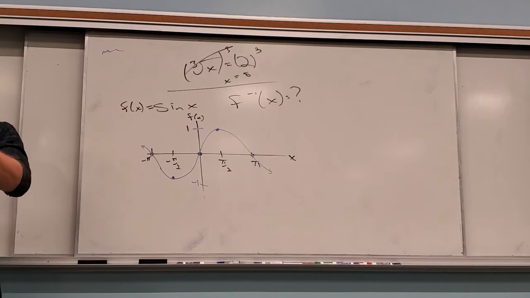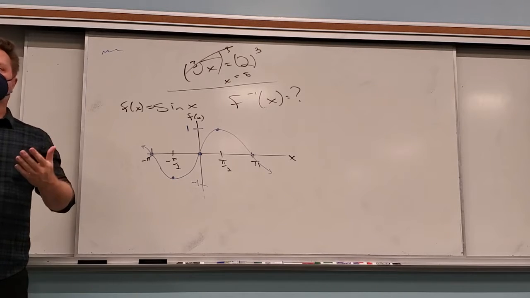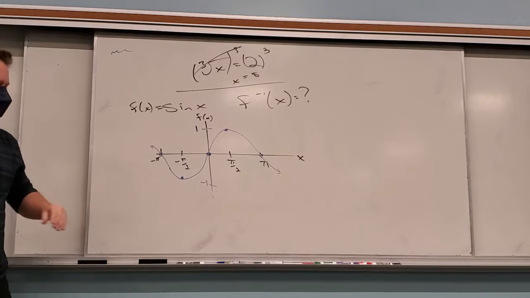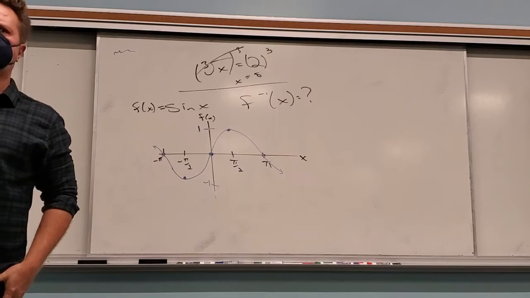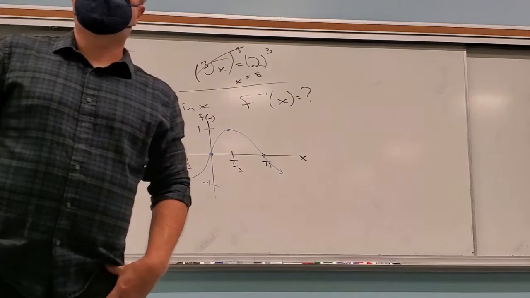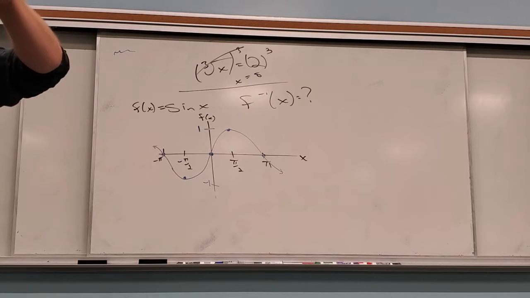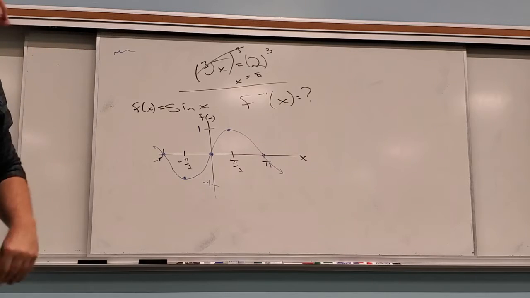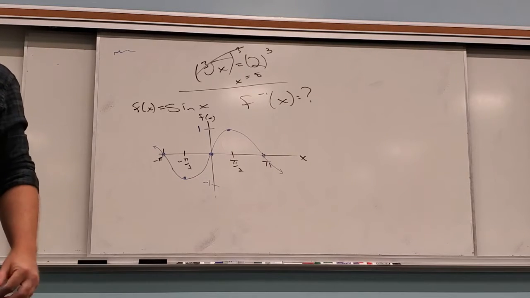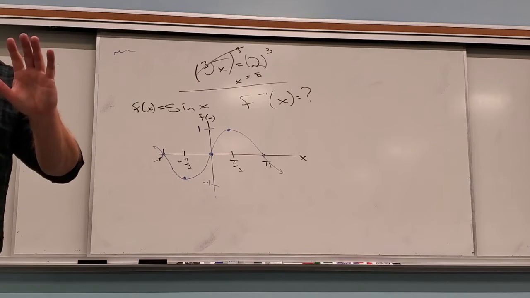Can somebody point out the major issue about trying to find an inverse of this? What do you remember about inverses? When does an inverse exist? What must be true? What test must the function pass? Horizontal line test. Does this pass the horizontal line test? No. Have we ever found the inverse of a function that didn't pass the horizontal line test, but we did something to make it possible?